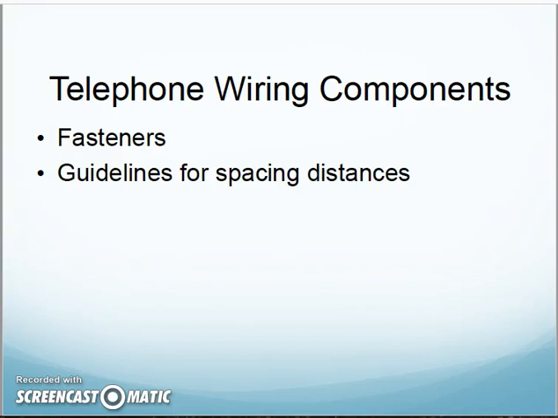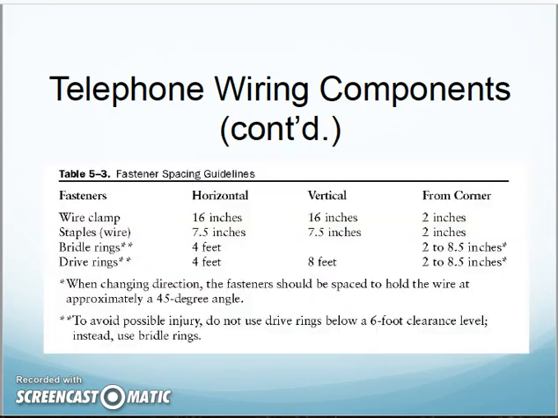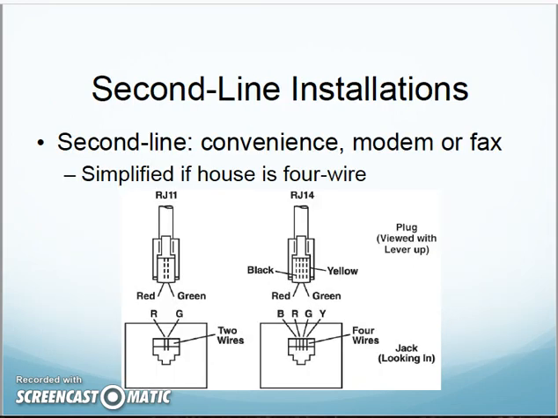All right, CNT140, we're working on chapter 5. We were talking about different components of our phone wiring. We had left off roughly at the fasteners of our phone line. They remind us of the different types of fasteners we can use to secure the phone lines when we're installing, and roughly the spacing necessary for those. That's what they had shown in this chart for us.